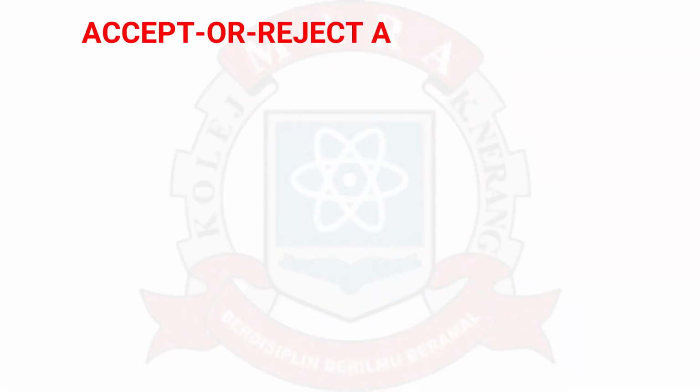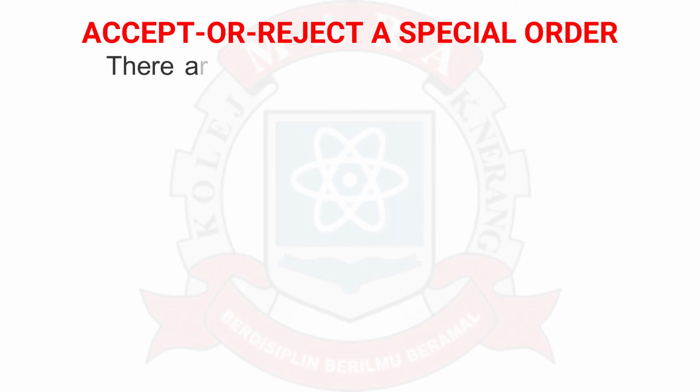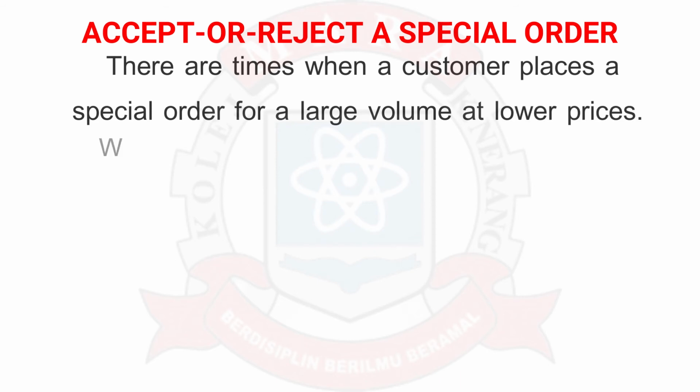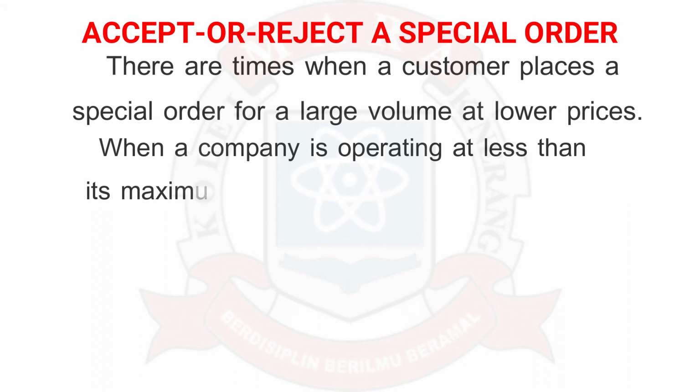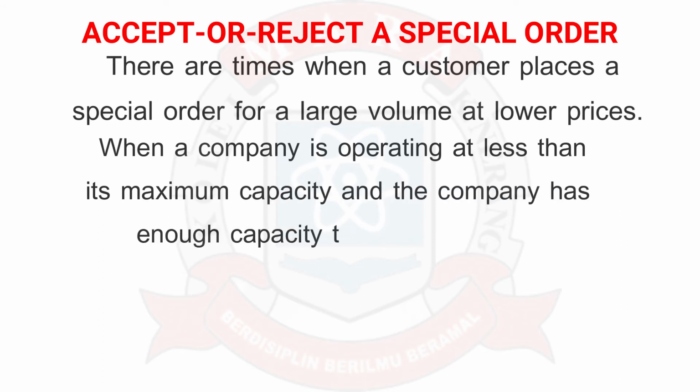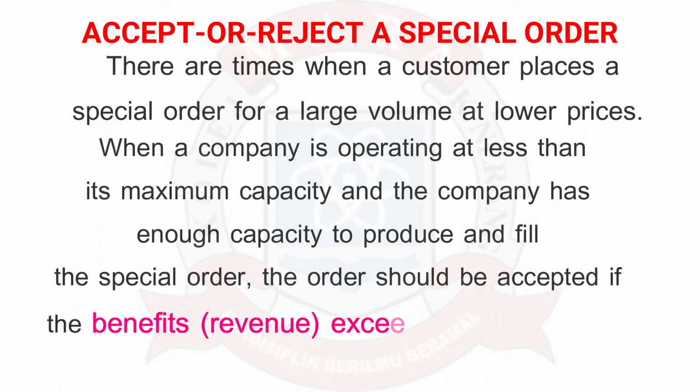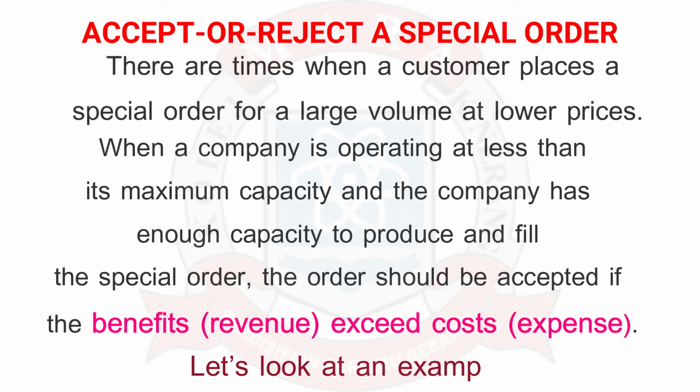Accept or reject a special order. There are times when a customer places a special order for a large volume at a lower price. When a company is operating at less than its maximum capacity and the company has enough capacity to produce and fill the special order, the order should be accepted if the benefits, that is the revenue, exceed the cost, that is the expense. Let's look at an example.